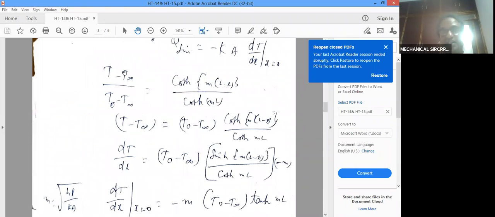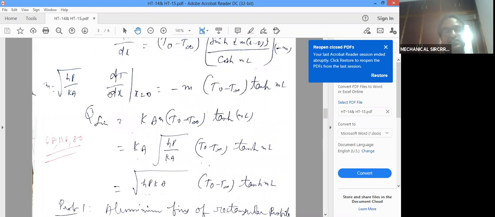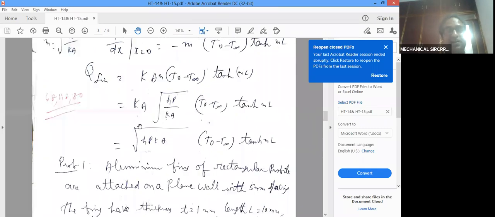Temperature distribution equation for an insulated fin: T minus T free stream divided by T naught minus T free stream is equal to cosh m(L minus x) divided by cosh mL. This derivation is very important. And also the heat transfer rate through the insulated fin: root(hPkA) into T naught minus T free stream into tanh mL.